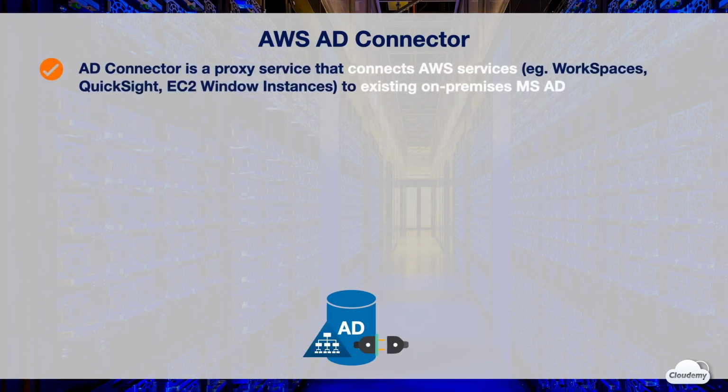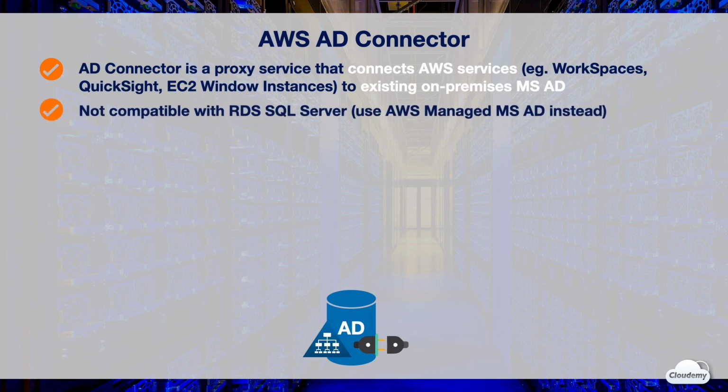AWS AD Connector is a proxy service that helps easily connect compatible AWS applications, such as Amazon Workspaces, WorkDocs, WorkMail, Amazon QuickSight, and EC2 Windows instances, to your existing on-premises Microsoft Active Directory. When you add users to AWS applications, such as QuickSight, AD Connector reads your existing Active Directory to create lists of users and groups to select from. AD Connector is not compatible with RDS SQL Server. For RDS SQL Server, use AWS Managed Microsoft AD instead.